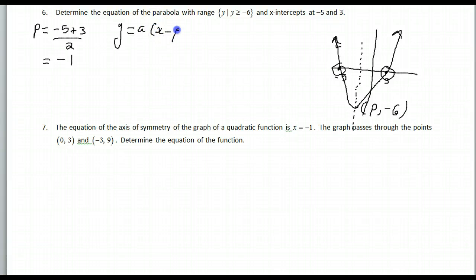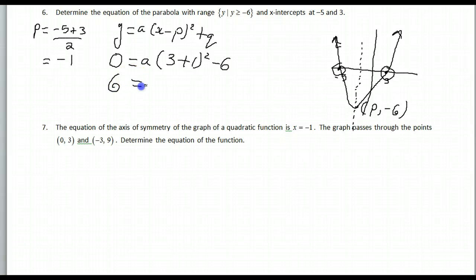So let's always start with our equation, and now let's go and substitute in everything. So we know that when y is 0, a is what we don't know. When y is 0, x is either positive 3 or negative 5. So let's go with positive 3. Minus p be minus negative 1, so plus 1 squared, and the q value is negative 6.